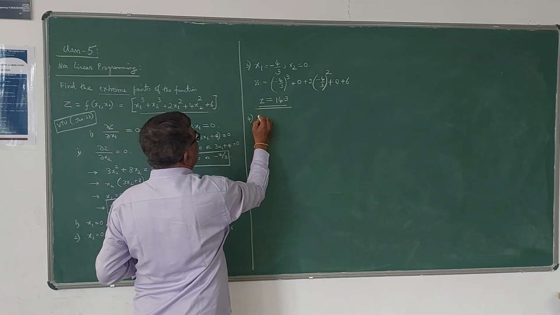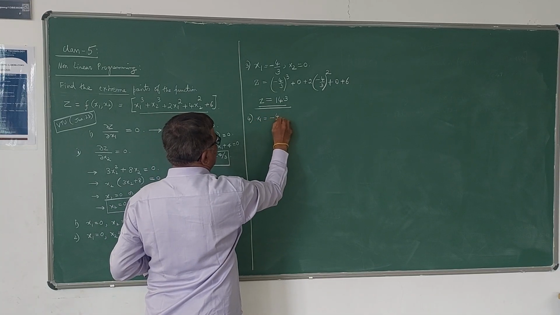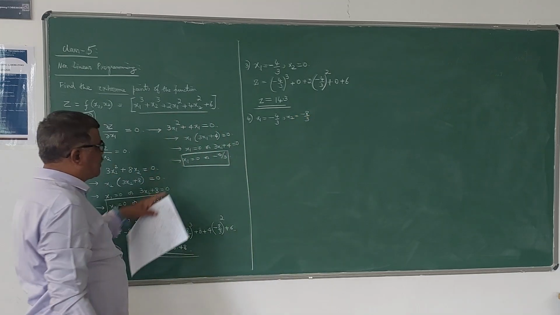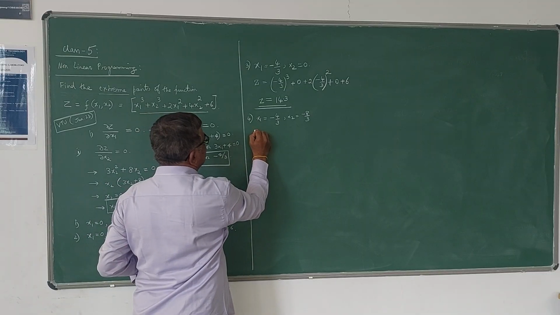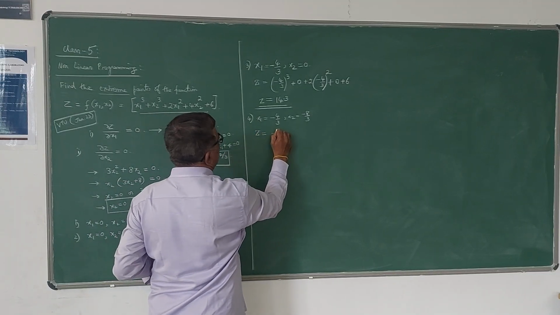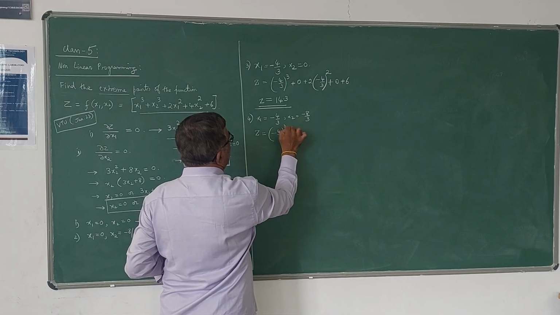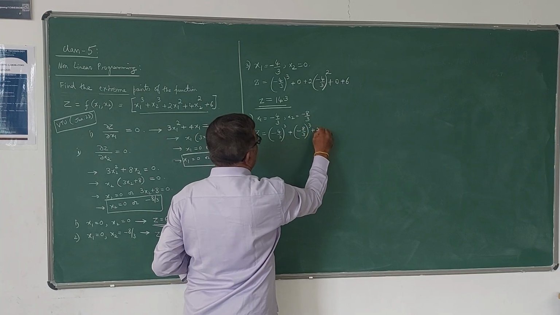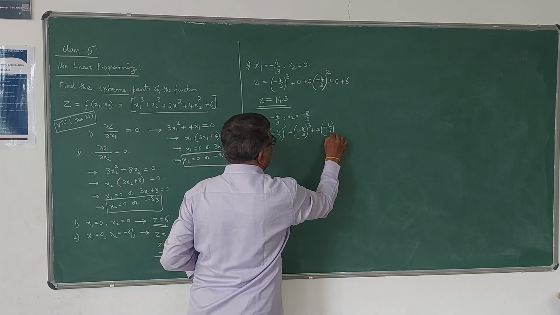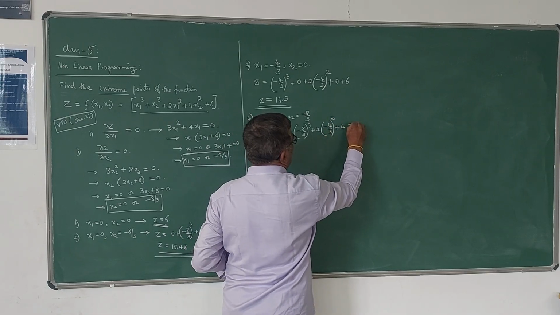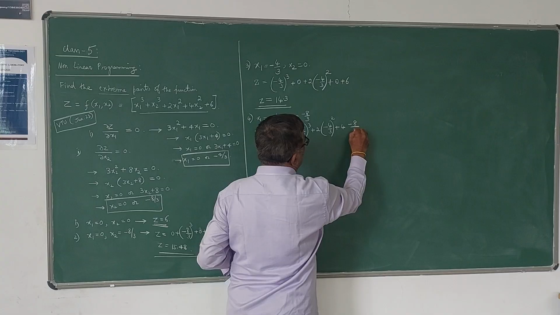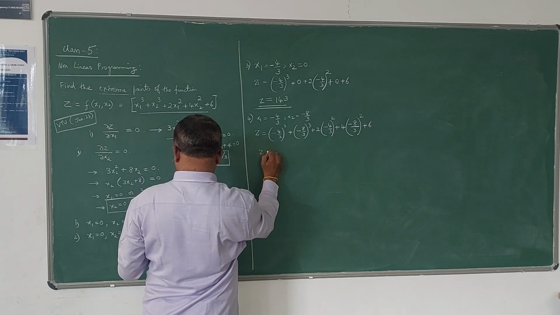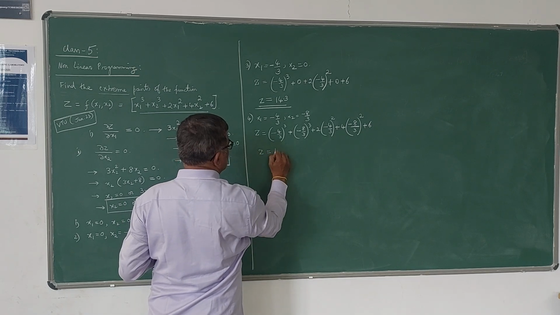Next, for the fourth value of z, I will take x1 as minus 4 by 3 and x2 as minus 8 by 3. That is the fourth combination. If you substitute in z, that is x1 cube, minus 4 by 3 cube, plus x2 cube, minus 8 by 3 cube, plus 2 into minus 4 by 3 square, plus 4 into minus 8 by 3 square, plus 6. If you simplify this, you are going to get z as 16.667.